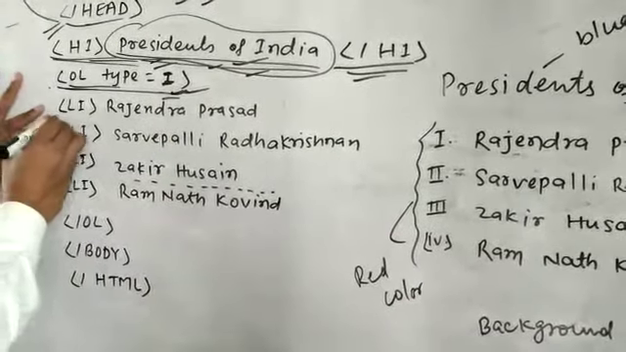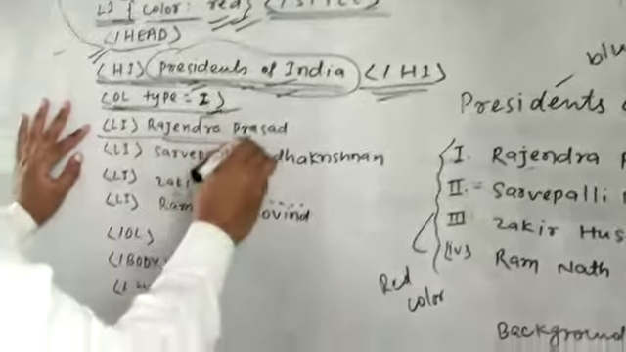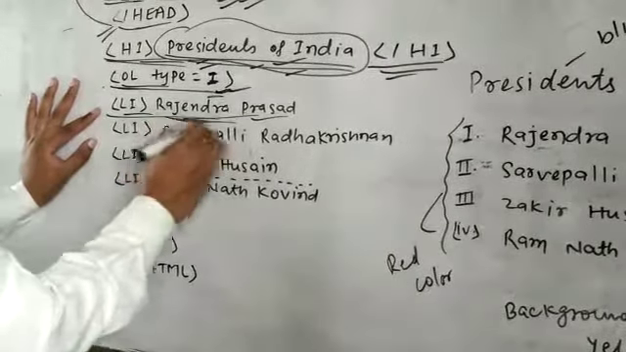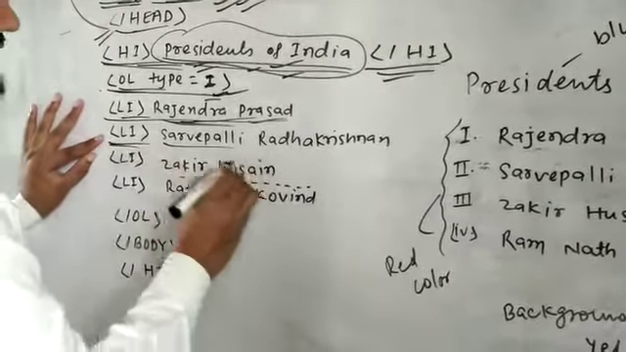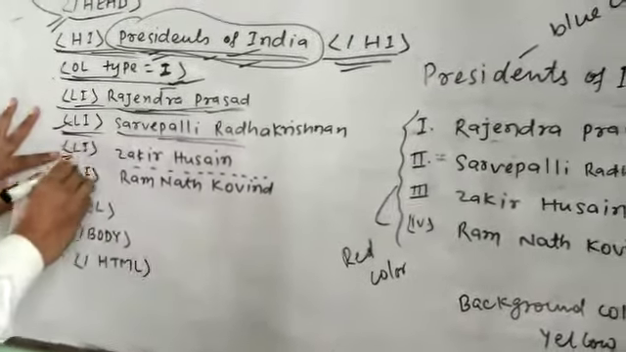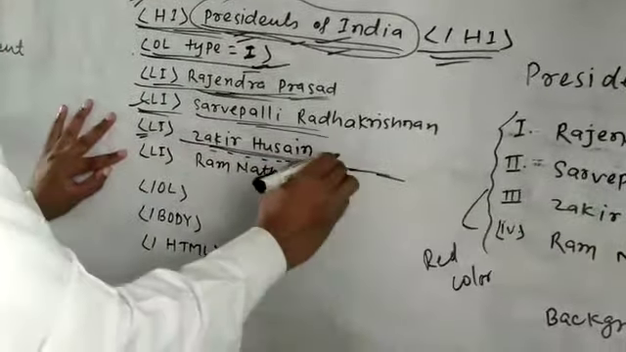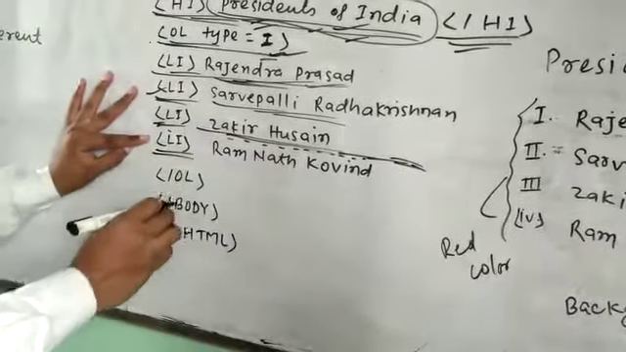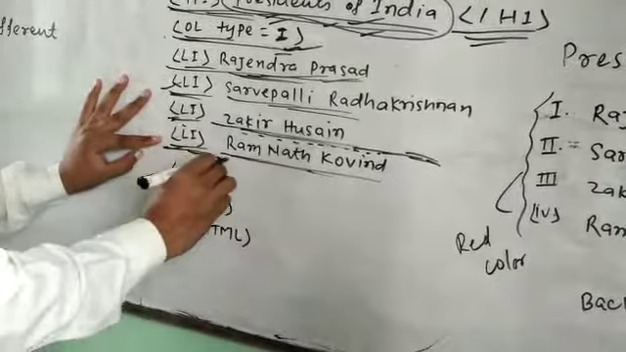Then we write the list items. Our first President of India is Rajendra Prasad, so we write li Rajendra Prasad. Our second President is Sarvepalli Radhakrishnan, so we write that as a list item. The third list item is Zakir Hussain, and we write all the Presidents of India as list items. Our present President of India is Ramnath Kovind, so that list item comes last.